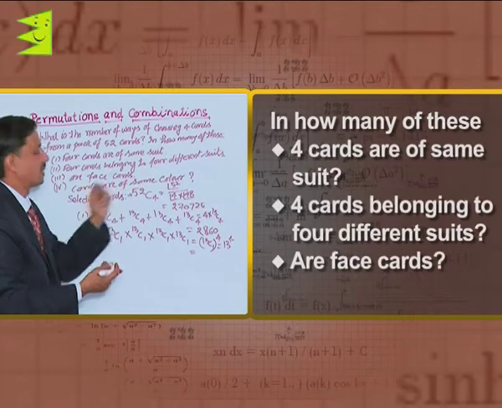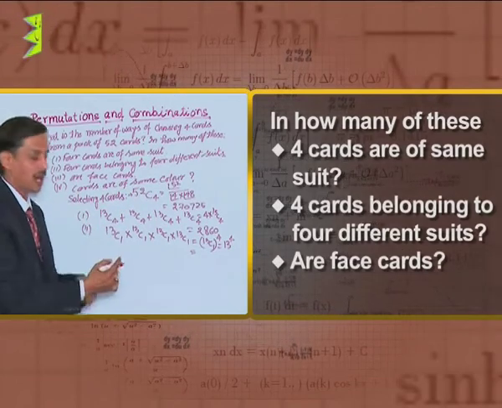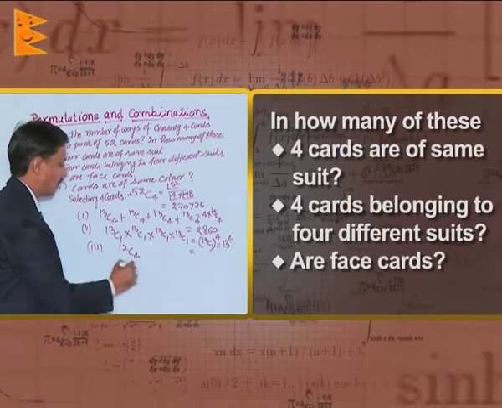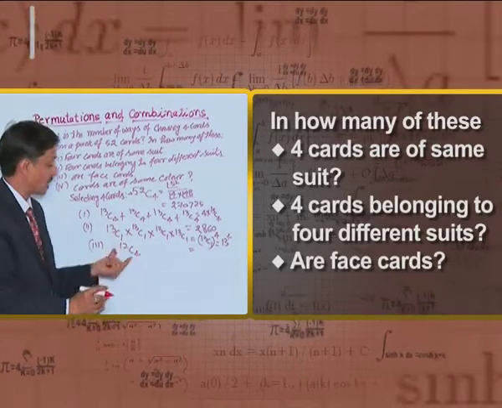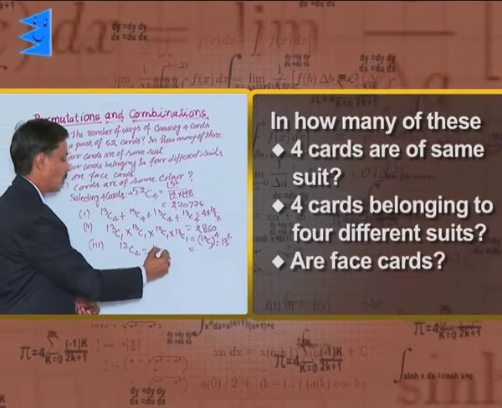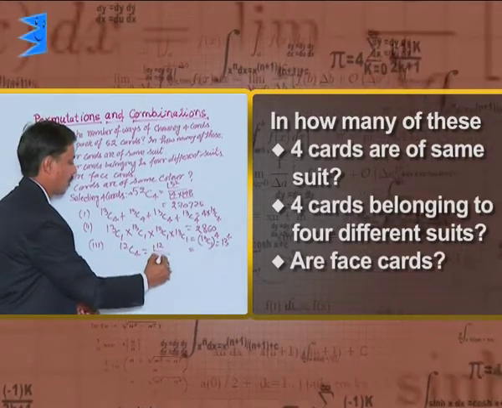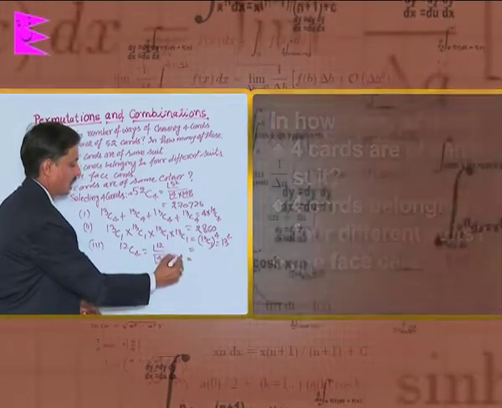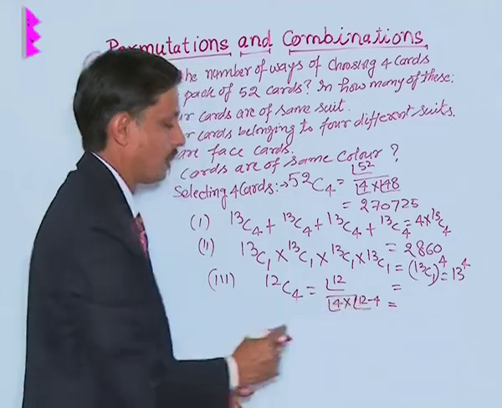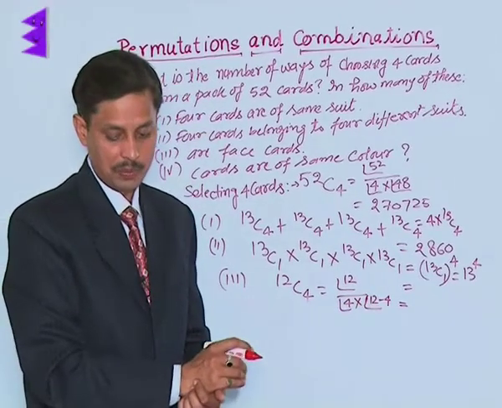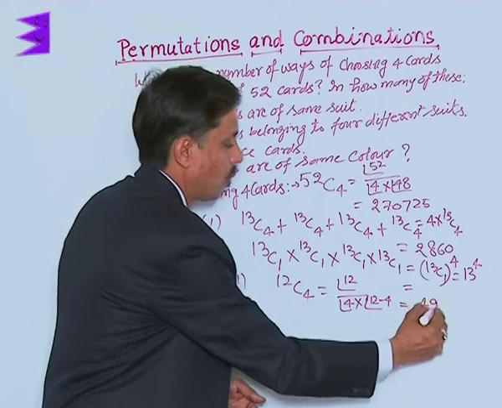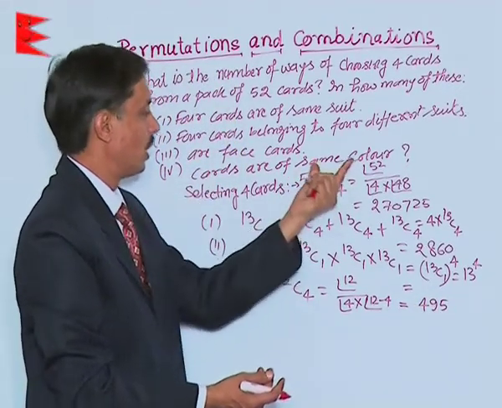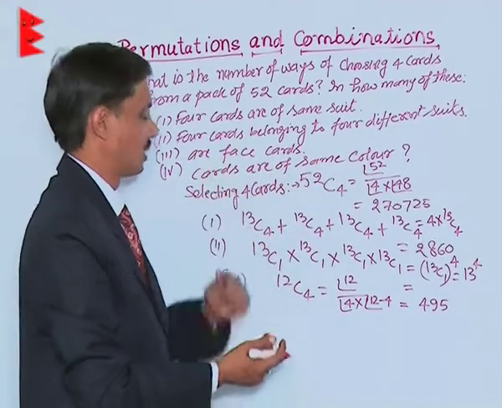Third are face cards. We know there are only 12 face cards. So out of these 12, we have to choose 4. 4 cards are from face cards. 12C4 is factorial 12 upon factorial 4 into factorial 12 minus 4. The answer of 12C4 is 495. So 495 ways will be the selection of 4 cards if they are from the face cards.